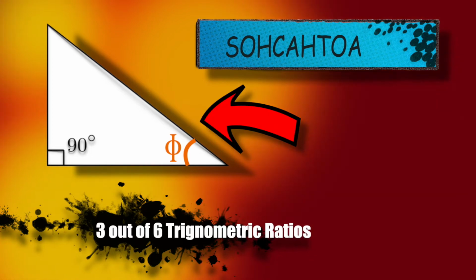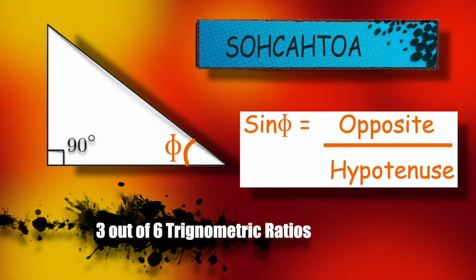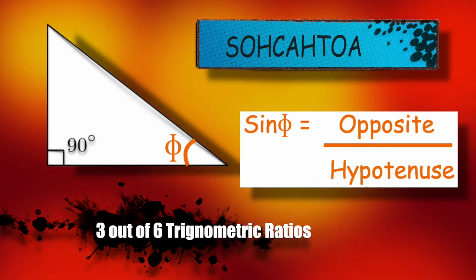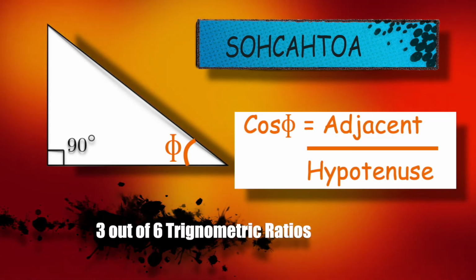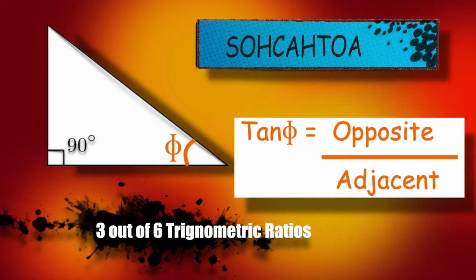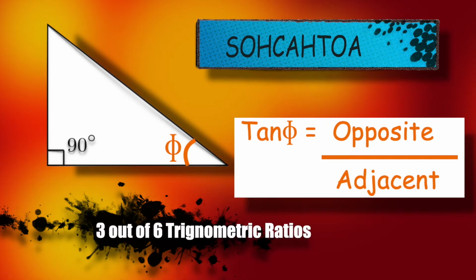In this triangle, sine phi is equal to the opposite over the hypotenuse. The cosine of phi is equal to the adjacent over the hypotenuse. And finally, the tangent of phi is equal to the opposite over the adjacent.